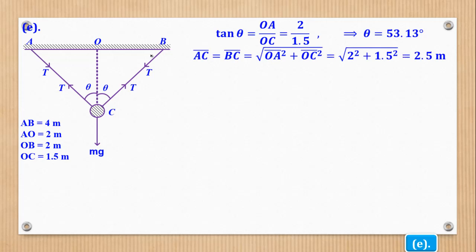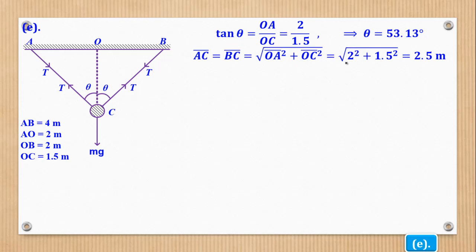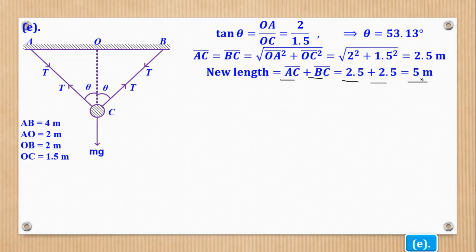Then from Pythagoras theorem, AC is equal to BC and can be got from any of the 2 right angles. So if I use this, it means I'll use this plus this, which is 2 squared plus 1.5 squared, everything under square root. The value will be 2.5 when you use a calculator. Then the new length will now be AC plus BC, which is this plus this, to give you 5 meters. So the new length minus the original length gives you the total extension, which will be 1 meter.